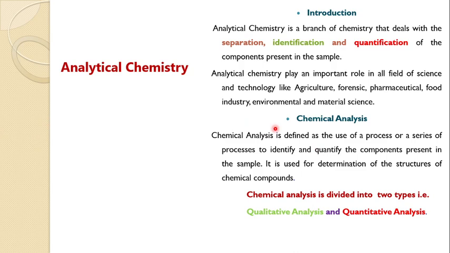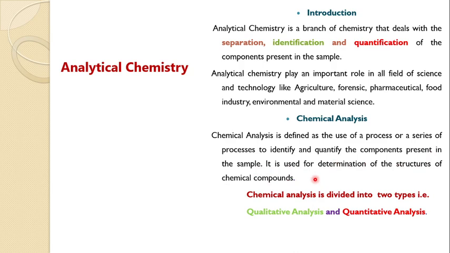The important term related to analytical chemistry is chemical analysis. Why is it chemical? Because in terms of chemistry, chemical analysis is important. So what is meant by chemical analysis? Chemical analysis is defined as the use of a process or a series of processes to identify, the most important thing, and quantify the components present in the sample. It is used for the determination of the structure of chemical compounds.